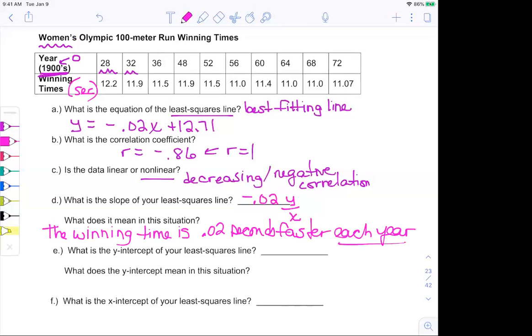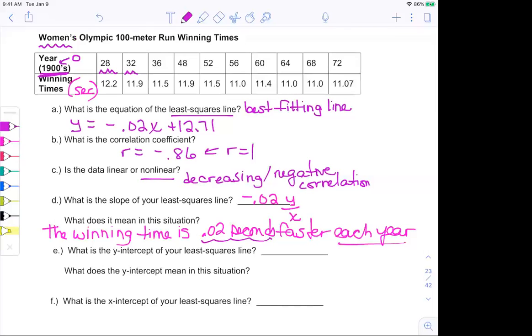So key things here, we have to have that it's each year, and the fact that it is faster. That's what the negative means. So you could also say that the winning time decreases by 0.02 seconds each year. You could have had every year the winning time is 0.02 seconds faster. You could have had the sentence flip-flopped as well. Does anybody have questions about the way you have your sentence worded? So make sure that you have each year, because this is happening every year, the fact that it's decreasing or the times are becoming faster. Those would be two things that I would be looking for.